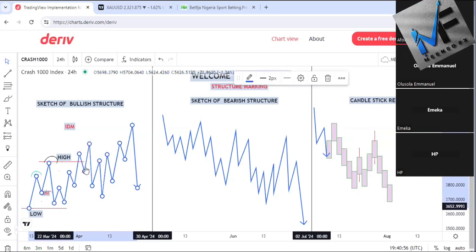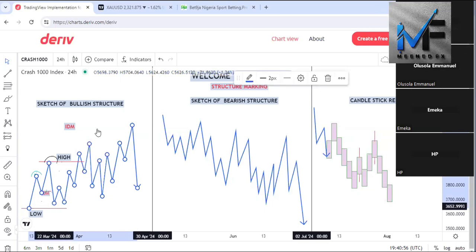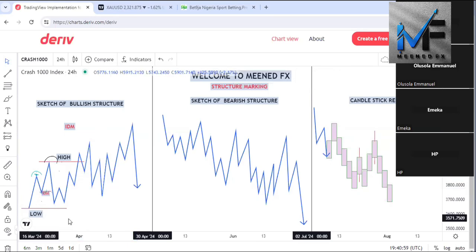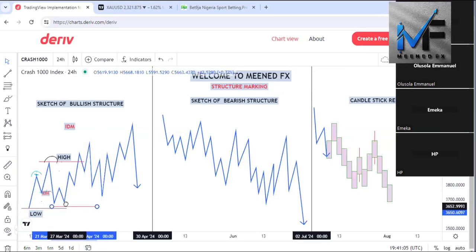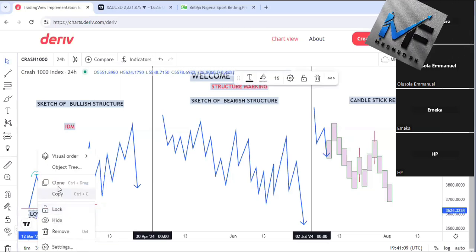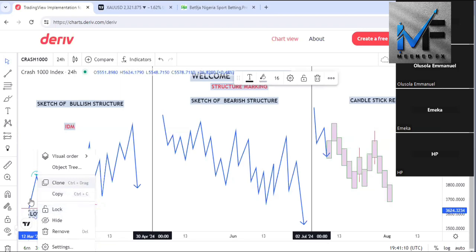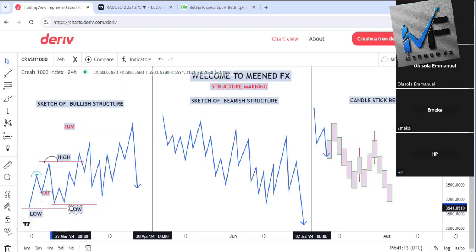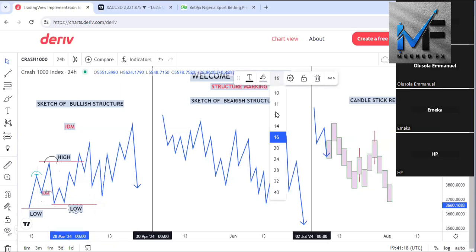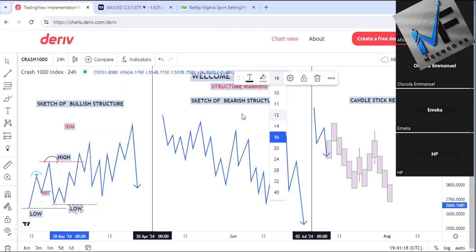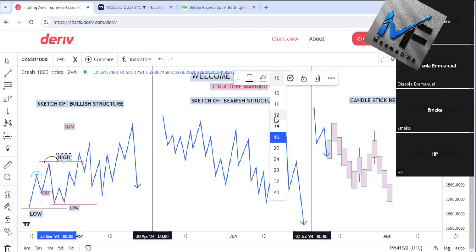All right, price came and then took out this high, then this place becomes a low. So I have a new low around here. Let me reduce this. The size is too much. All right, so that's that.